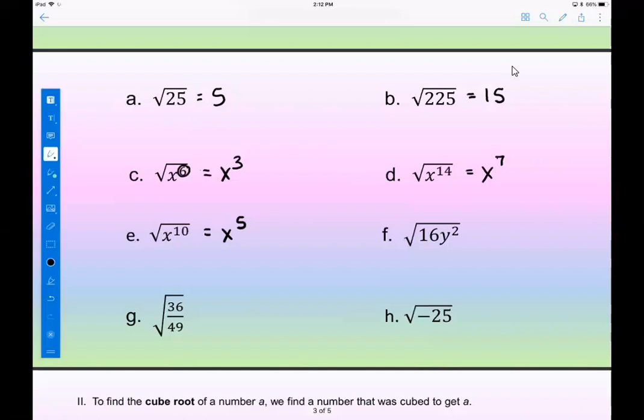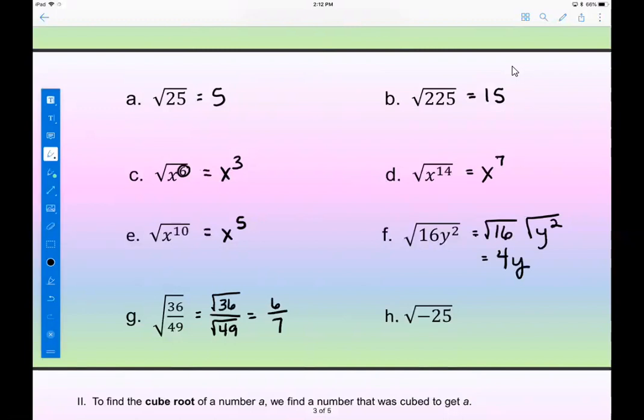And here we can split. This is saying the square root of 16 and the square root of y squared. So the square root of 16 is 4. The square root of y squared is y, since 2 will go into 2 one time. So our answer is 4y. When we have a square root of a fraction, it's the same thing as saying the square root of the top number over the square root of the bottom number, which will be 6 over 7.